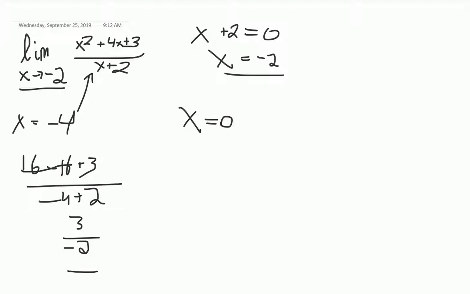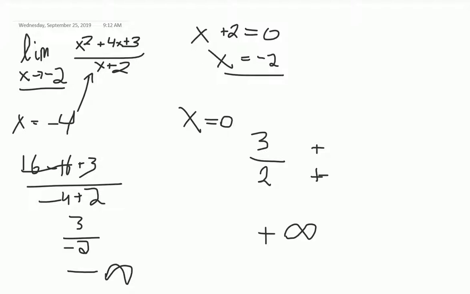Next is 0, x squared, that's 0, plus 4x, that's also 0, plus 3. Okay, 3 on top. x plus 2, that's just going to be 2, 3/2. So what's important about this is that they're both positive. So we have a positive limit here. So this, the right-hand side approaches positive infinity, and the left-hand side, negative infinity.